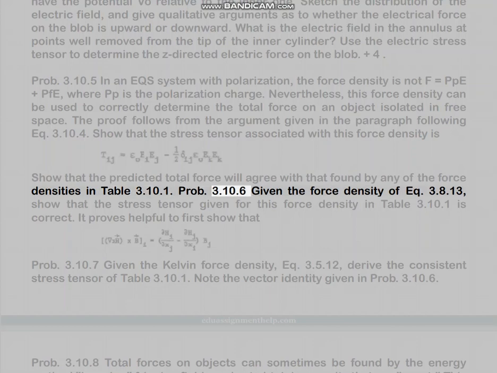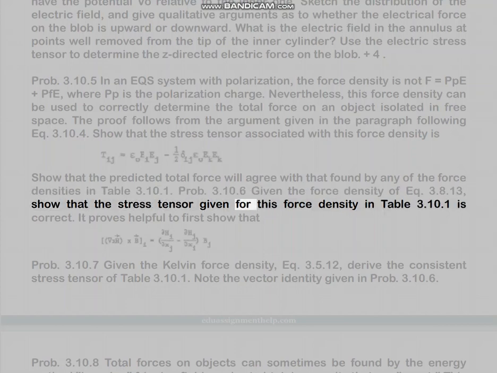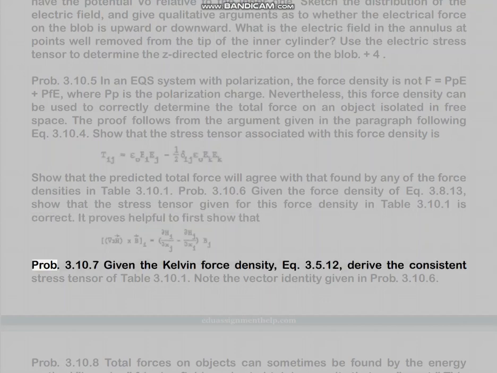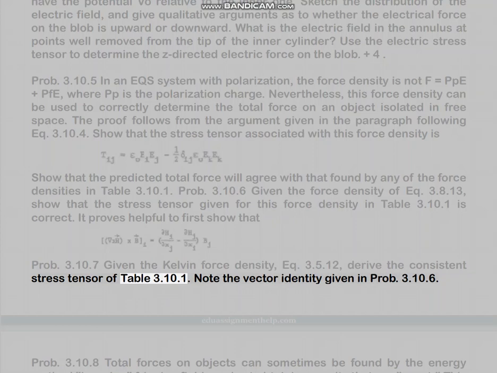Prob. 3.10.6: Given the force density of Eq. 3.10.13, show that the stress tensor given for this force density in Table 3.10.1 is correct. It proves helpful to first show that the following holds. Prob. 3.10.7: Given the Kelvin force density, Eq. 3.10.12, derive the consistent stress tensor of Table 3.10.1. Note the vector identity given in Prob. 3.10.6.